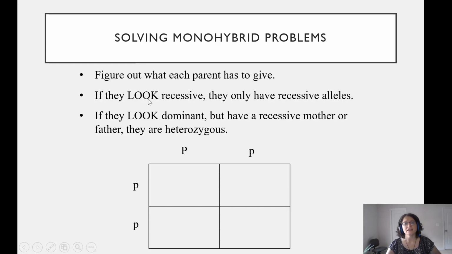All right, if they look recessive, you always know that they have only recessive alleles because you have to have 2 copies. If you have 2 copies of a recessive allele, you can only make gametes, eggs and sperm, with that recessive allele. That's it.